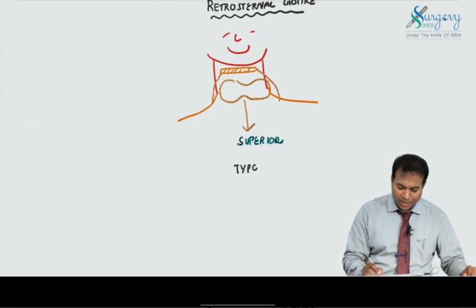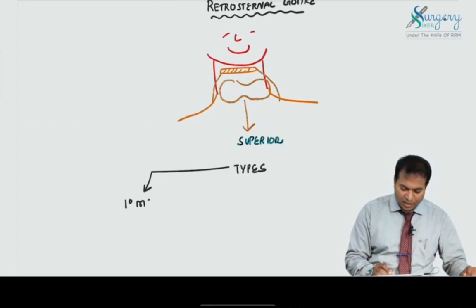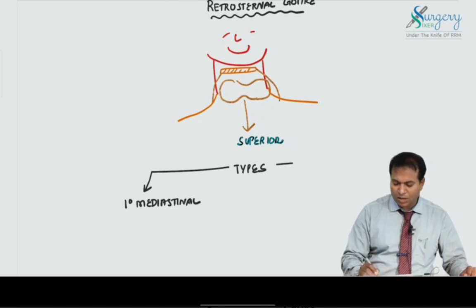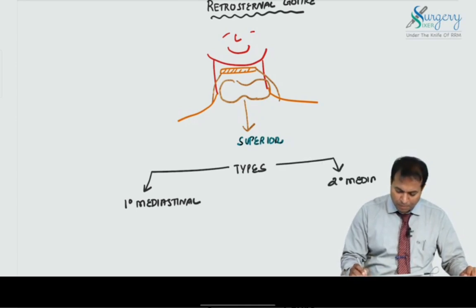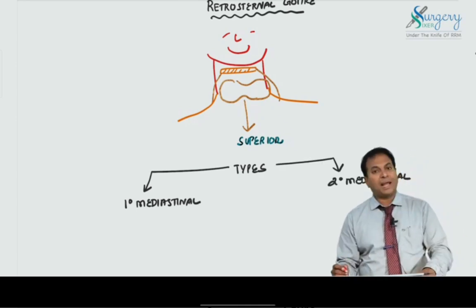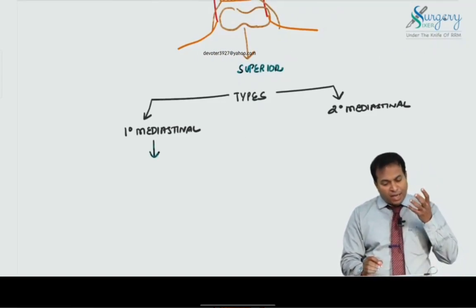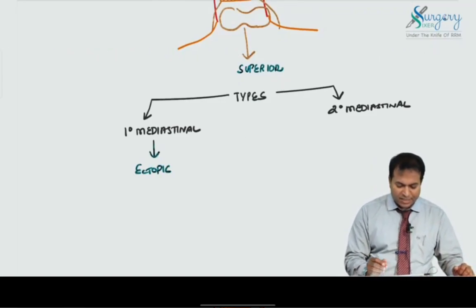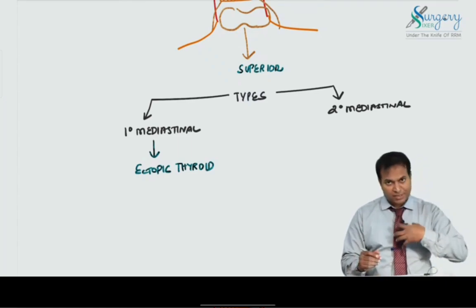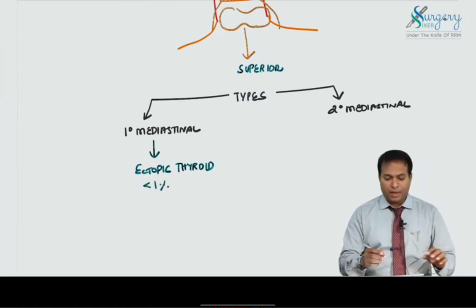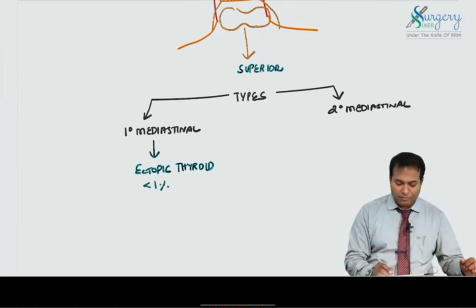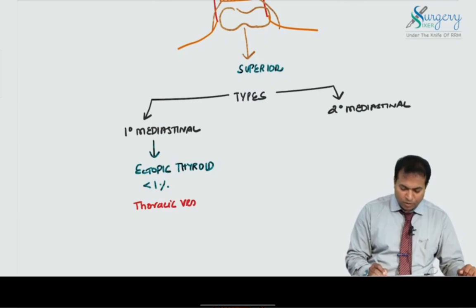So there are two types of retrosternal goiter: primary mediastinal goiter and secondary mediastinal goiter. In case of primary mediastinal goiter, please remember, it is arising from an ectopic thyroid gland present inside your chest. So therefore, it is very rare, less than 1%. And since it is arising from the chest, it receives blood supply from the thoracic vessels.